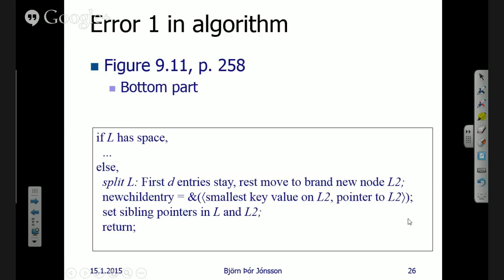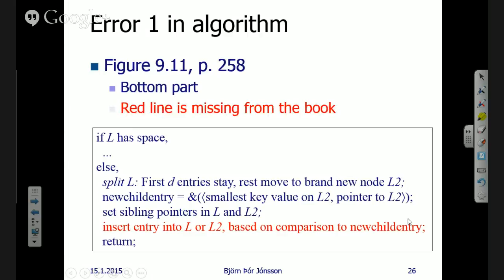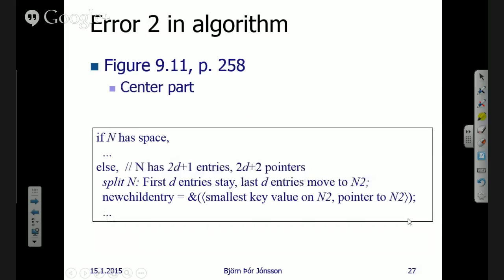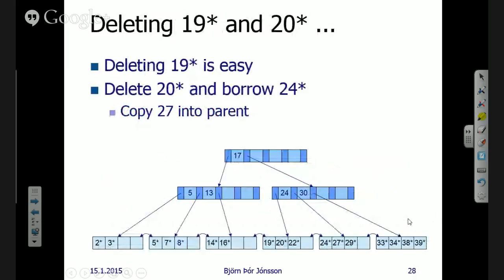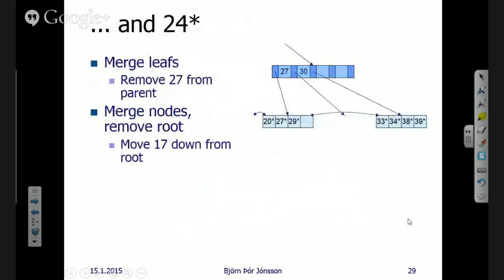So I want to point out there are some errors in the algorithm. If you want to read these, they are here. I've actually reported them to the authors, but I haven't seen them corrected. Something about deleting. Deleting doesn't happen too often, so we can safely ignore this.